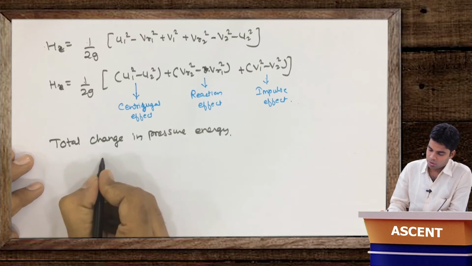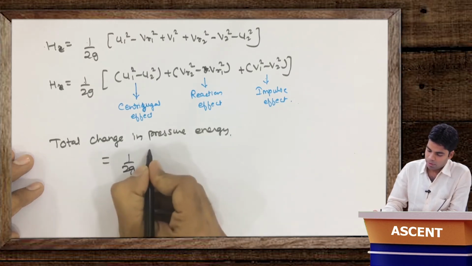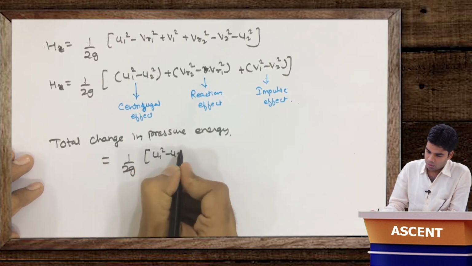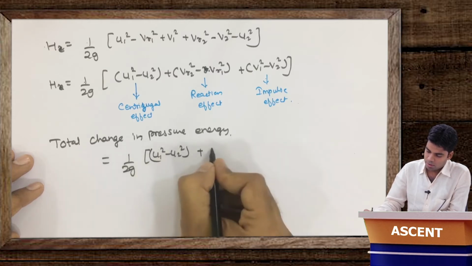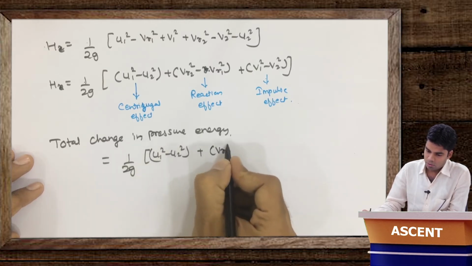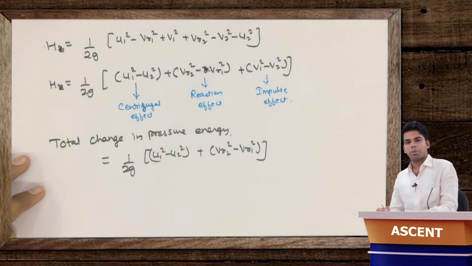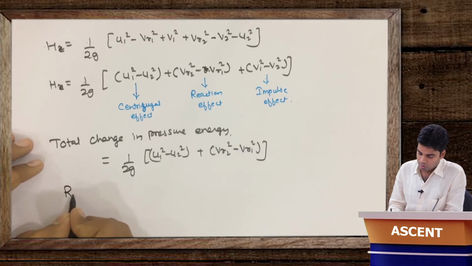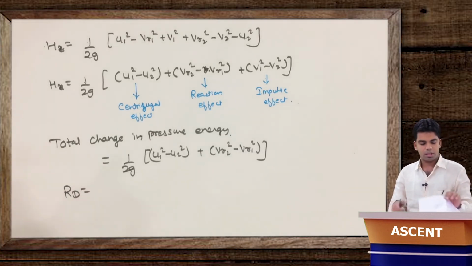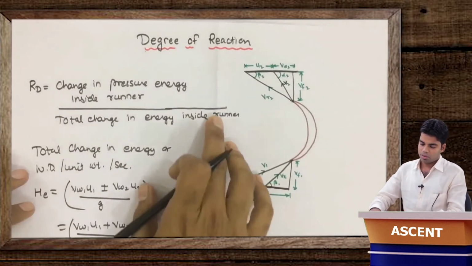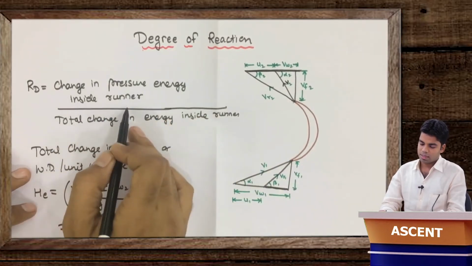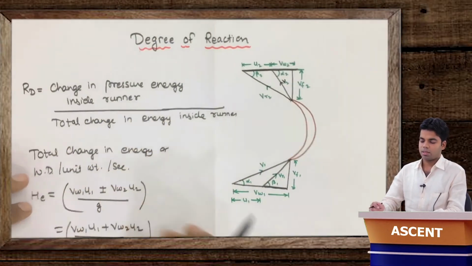Okay, so we will get this equal to 1 by 2G U1 square minus U2 square plus VR2 square minus VR1 square. Okay, this is the total change in pressure energy. Now what will be the degree of reaction? As we have defined, the degree of reaction is the change in pressure energy inside the runner divided by the total change in energy inside the runner.